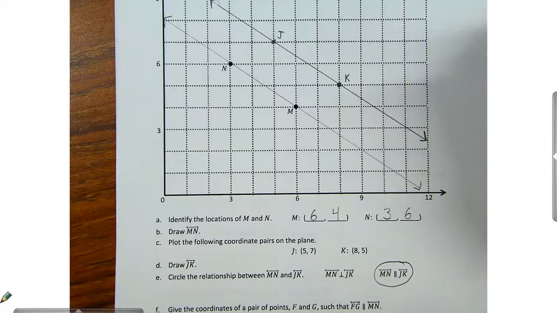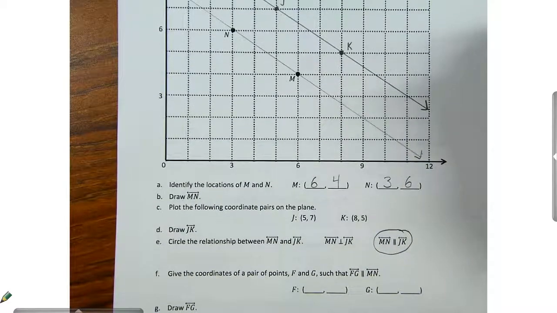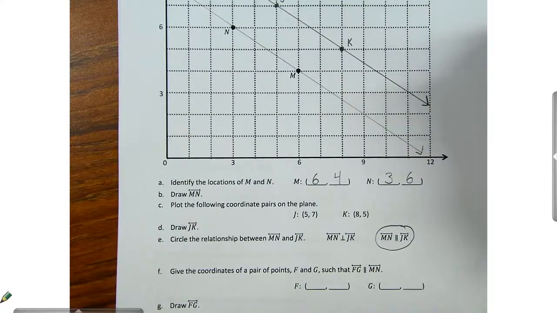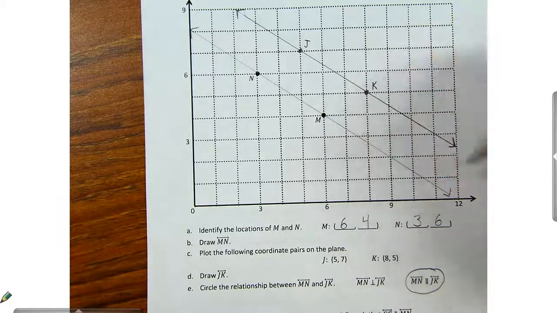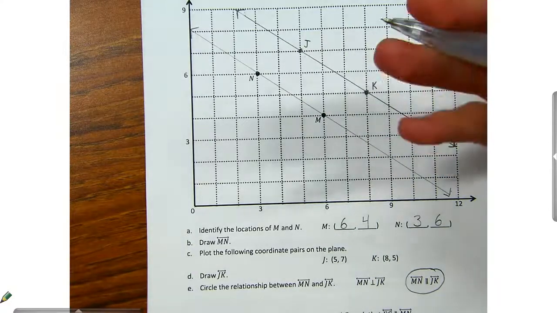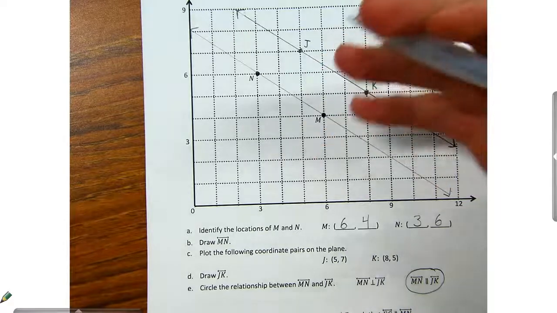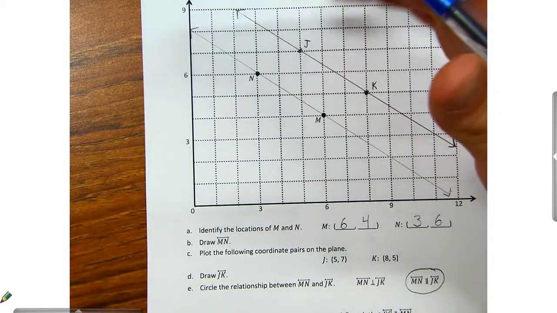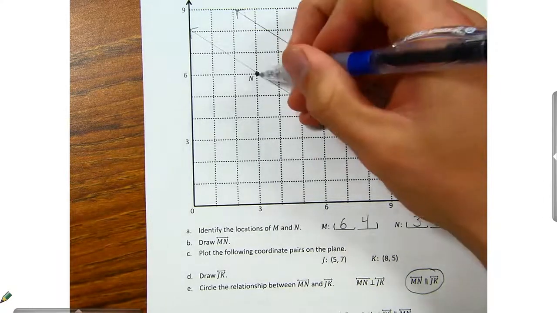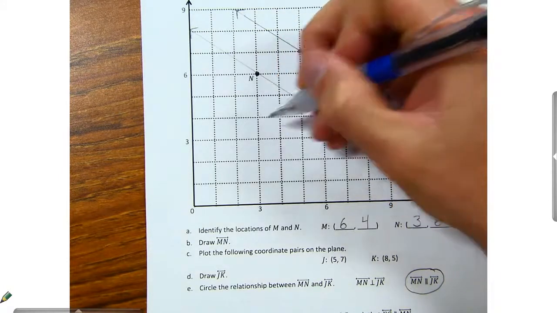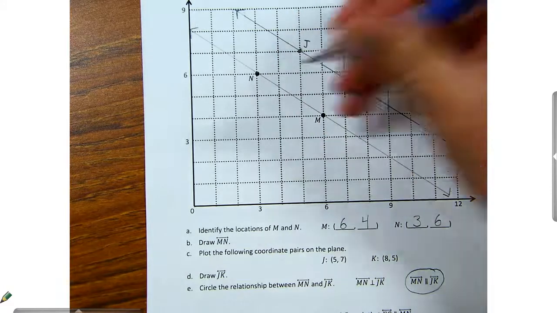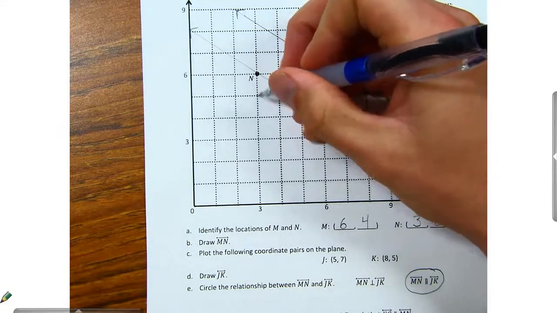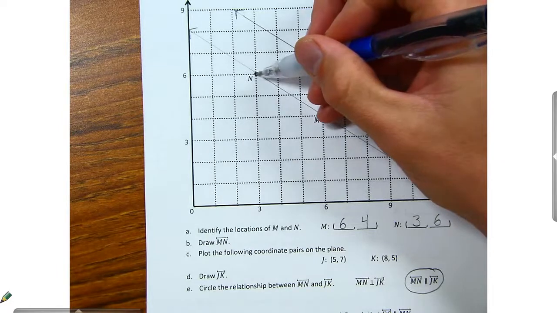And it's asking us in letter F here to give the coordinates of a pair of points, F and G, such that the line FG is parallel to MN. So we have to make another line that will be parallel to this line. And the way I'll find a parallel line, like I was saying, is that if you do any point, as long as the second line is the same distance from one point as it is from another, that line will be parallel. So, for example, if I have letter N here, I can go, let's say, go down 2.